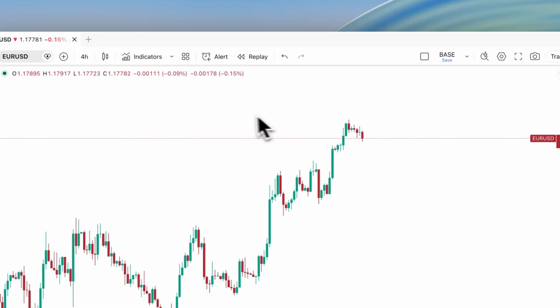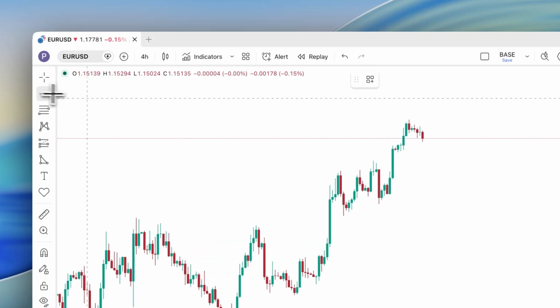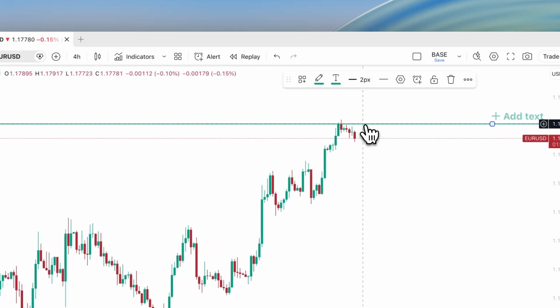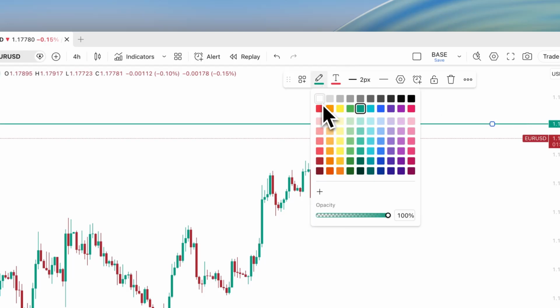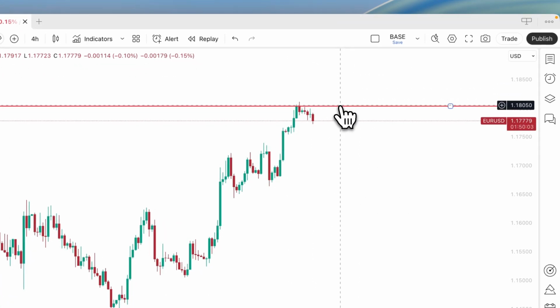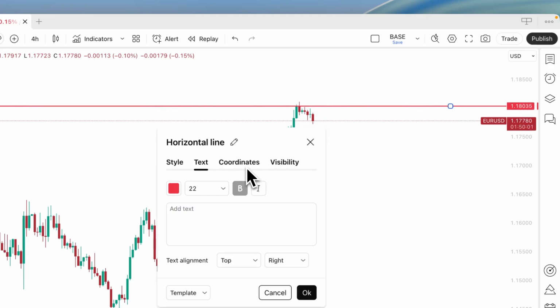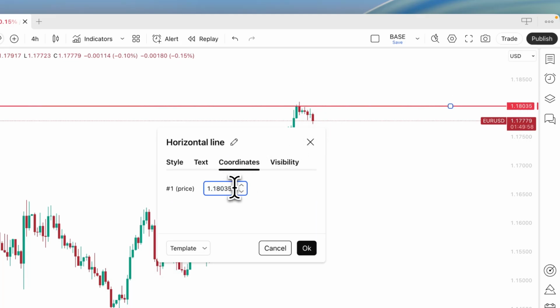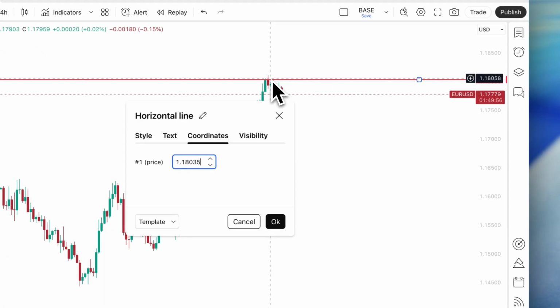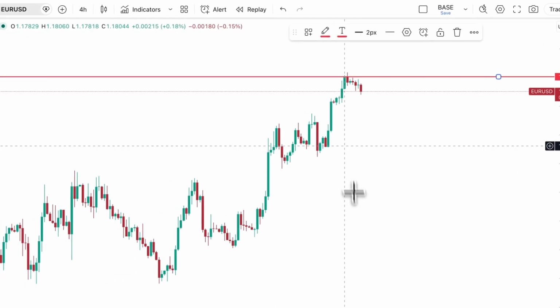So what I need to do is look to the left-hand side of my screen, take my horizontal line, and then left-click on the area where I want my line to be. Now, let's change this coloring to red. If you want to be even more accurate, you can double left-click and move to the coordinates, where you can make sure that it's rounded up or to be pinpoint precise. So that is another option.